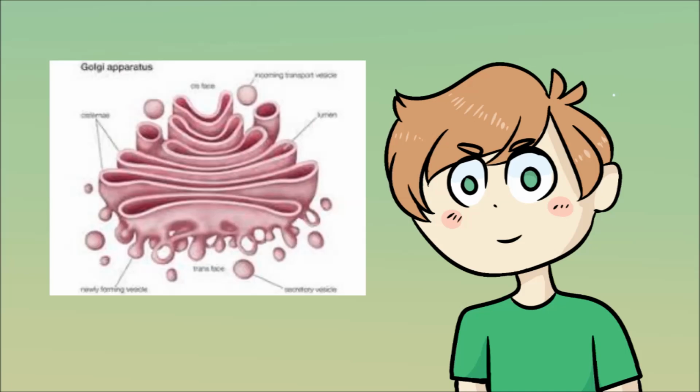Okay. The Golgi Apparatus is another processor in the plant and animal cells. This one also processes and packages synthesized proteins and sends them off, similar to the rough ER.